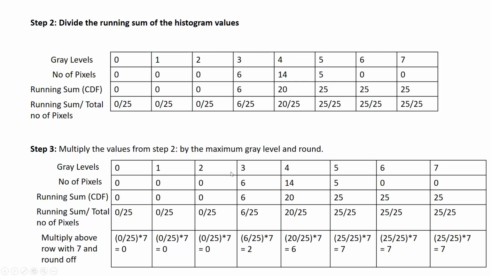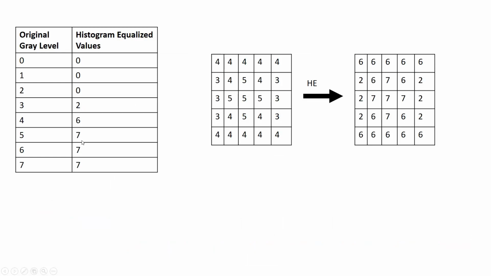Number of 4s that occurred after histogram equalization is 6. 5 is equal to 7. Number of times 6 occurred after histogram equalization is 7. Number of times 7 occurred in an image after equalization is 7. So this one is an input image, and after histogram equalization this one is an output image.